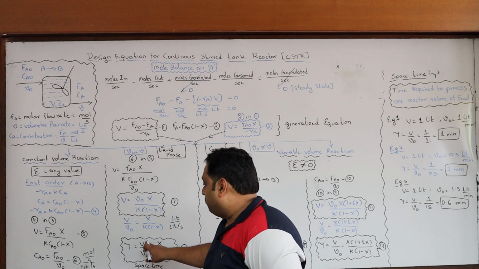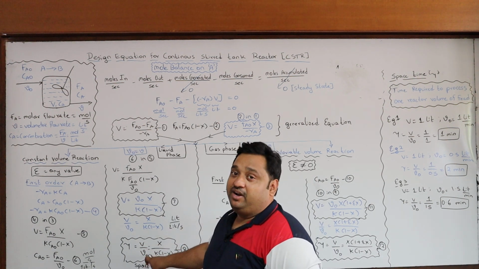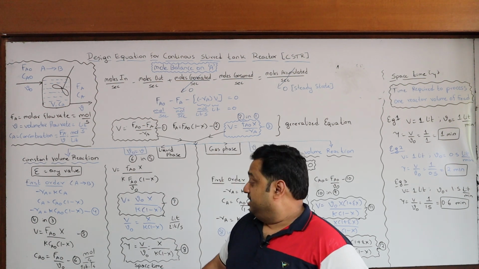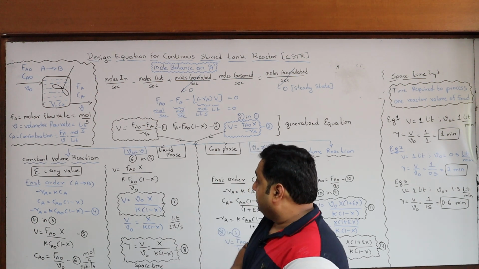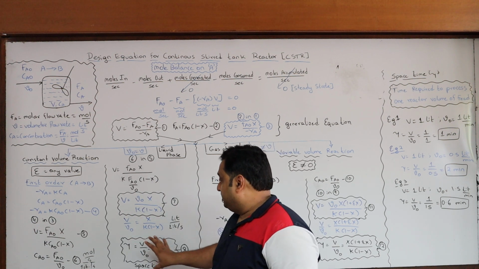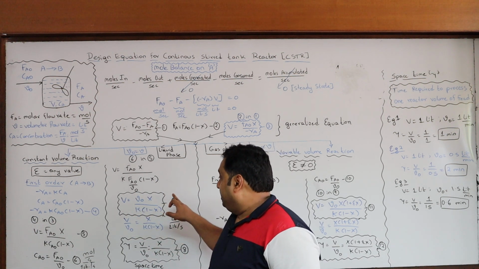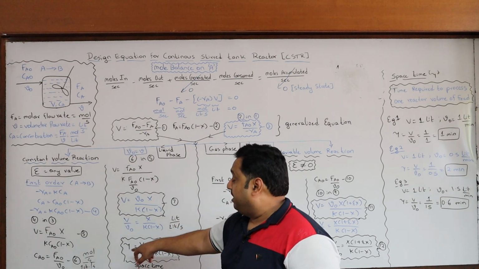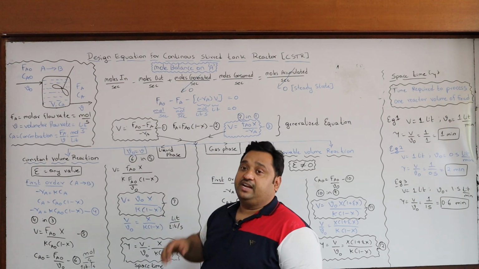This tau is nothing but the volume of the reactor divided by the volumetric flow rate, which is nothing but x by k into (1 minus x). This is for the first order. Okay. This is how you can use equation number 7 to find out the volume of the reactor, and equation 8 to find out the space time for the reactor.